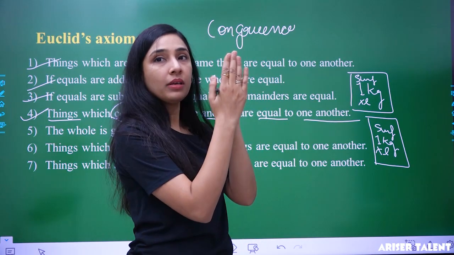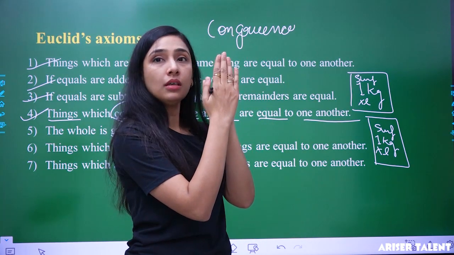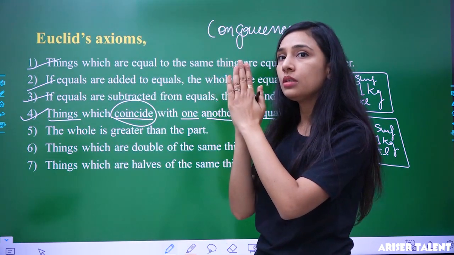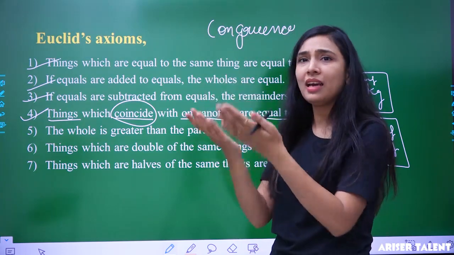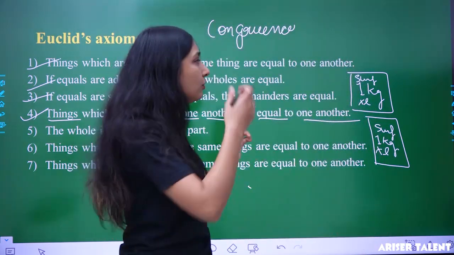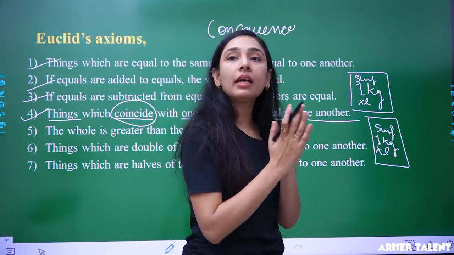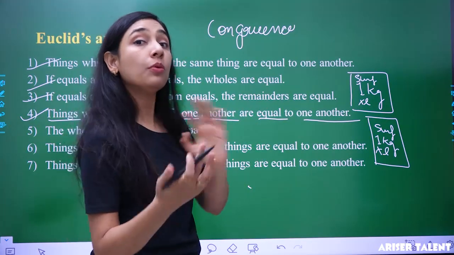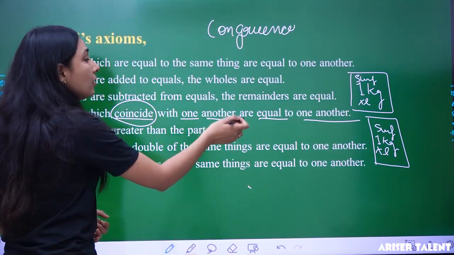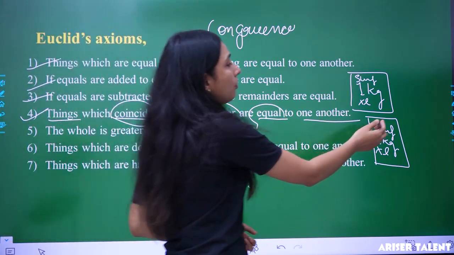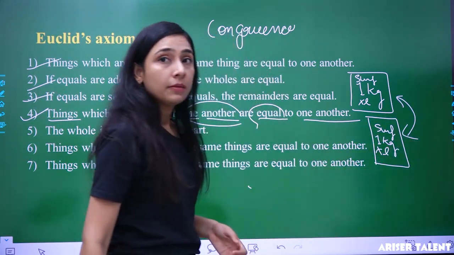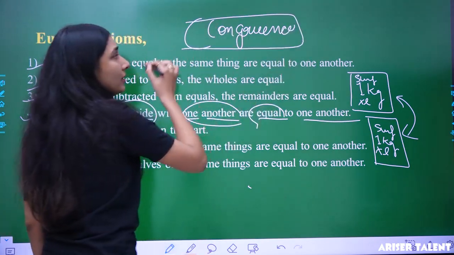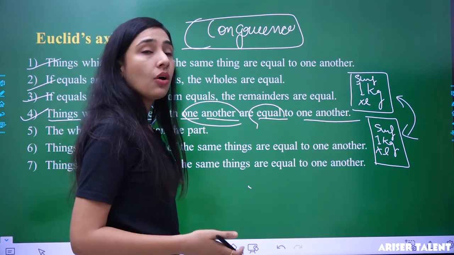If you look from here, you will not be able to see this one, and if you look from there, you are not able to see the other. Similarly with the hands too. So you can understand, if they are coinciding with each other and covering all the parts from both sides, they are equal to one another. Basically these 2 poly bags were equal to one another.